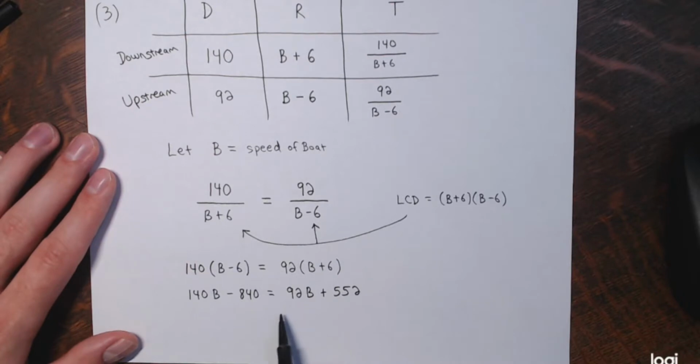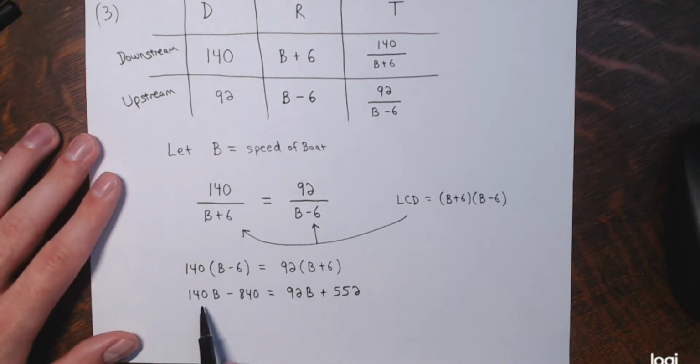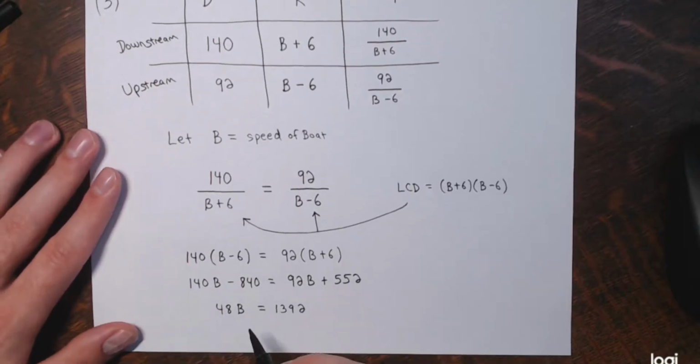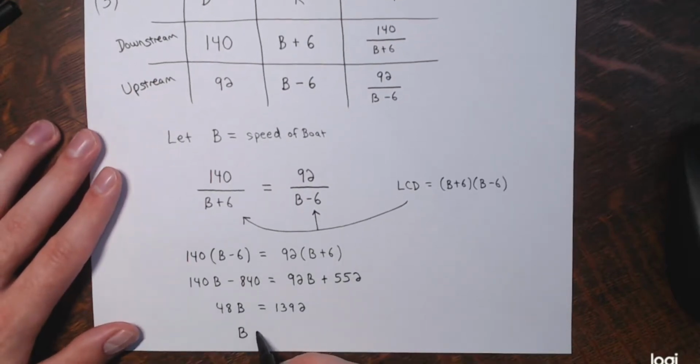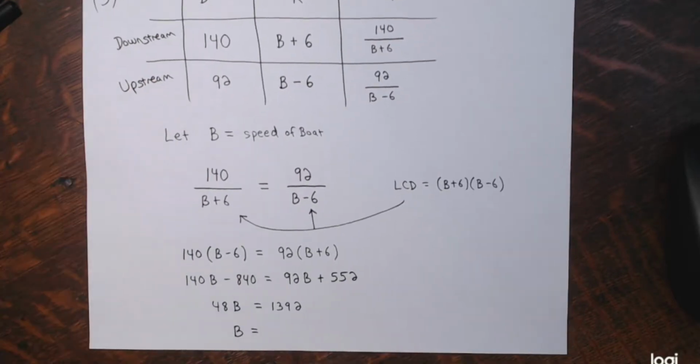Then subtracting 92b would give me 48b on the left side, and adding 840 gives me 1,392 on the right side. And then we divide by 48. Right, dividing by 48, which I know I could do out loud, but 1392 divided by 48, it's a nice even 29.